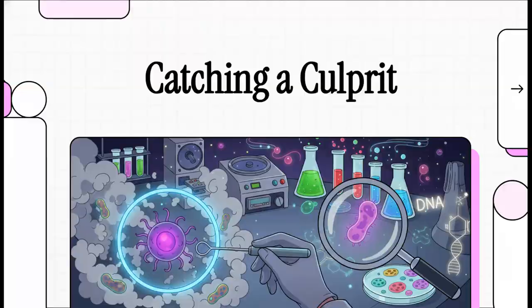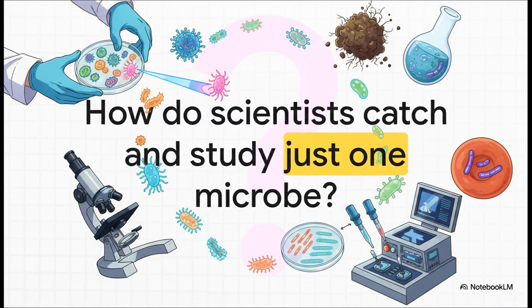of bacterium. So this is the central puzzle, right? A single drop of water, a swab from a patient, it can hold millions of different microbes. How in the world do you pick out just one from that ridiculously crowded party to figure out what it is and what it can do?